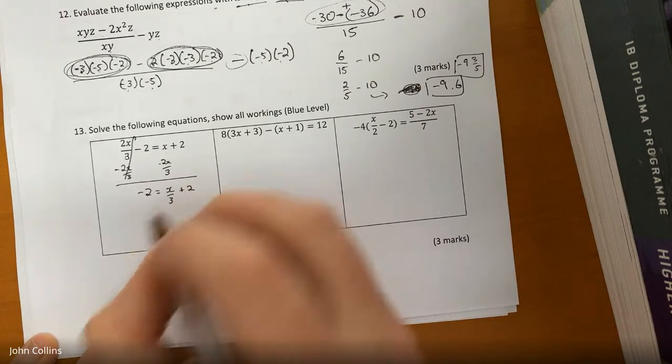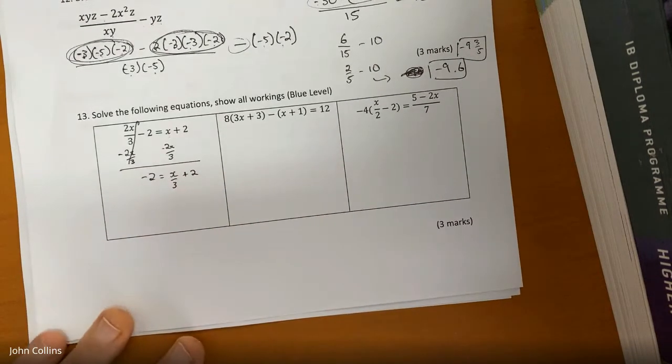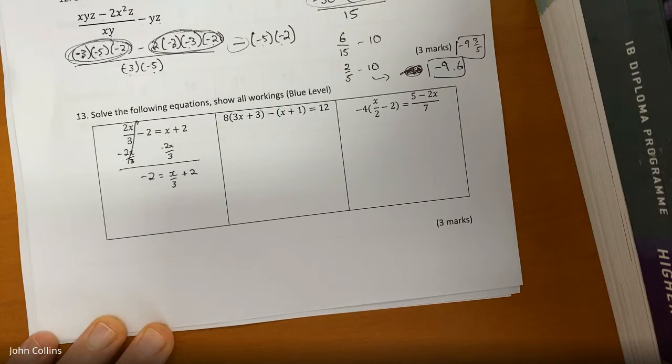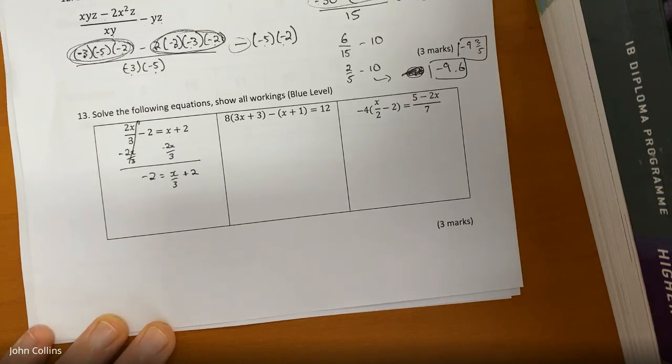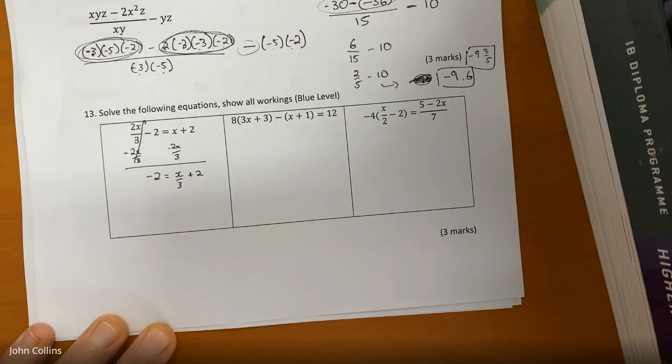Plus 2 comes down. All right, this is looking a bit better now. So that was the tricky part. It included some knowledge of fractions, which was unit 2. So perhaps you forgot your fractions, but that's what made this difficult.